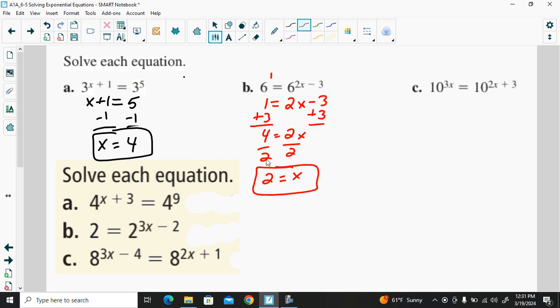Once again, we check that solution. If I replace x with 2, 2 times 2 is 4. 4 minus 3 equals 1. Right? 6 to the first is equal to 6 to the first.